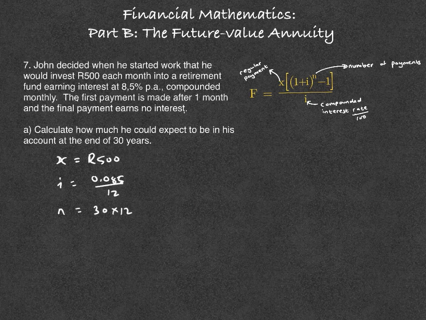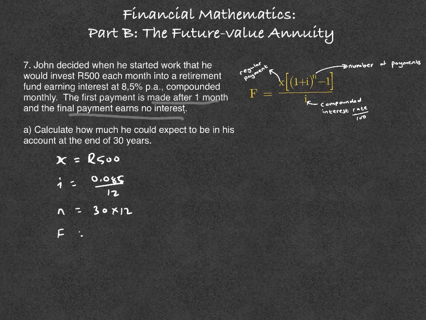And then just don't get confused here. The first payment is made one time period, 1 month, after starting, and the final payment earns no interest. So it's not unusual, it's by default. Remember, it's one time period after starting, and the last one doesn't earn any interest. And then what we need to work out is what F is equal to.